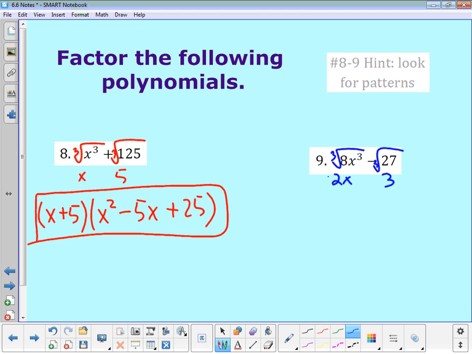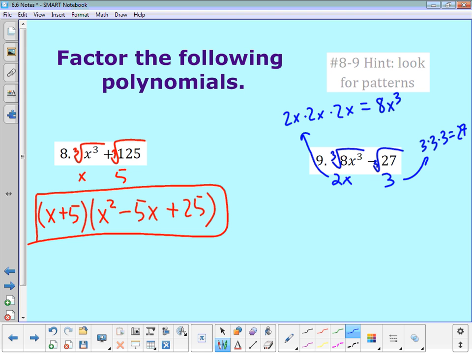And all that means there is that when you multiply these things 3 times, 2x times 2x times 2x, that gives me 8x to the third. Same thing over here. When I do 3 times 3 times 3, I get 27. That's why we call it the cube root, because it's used 3 times. So now let's put that in that factor pattern.